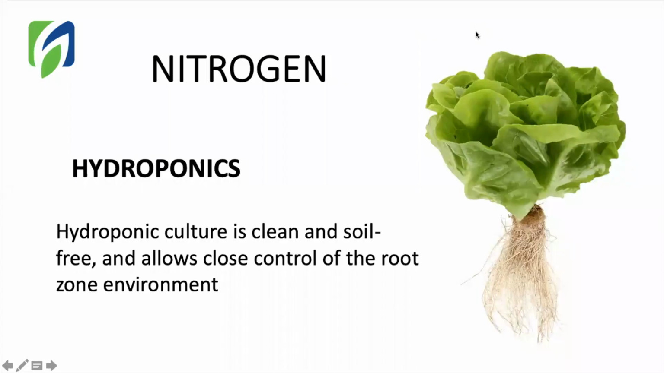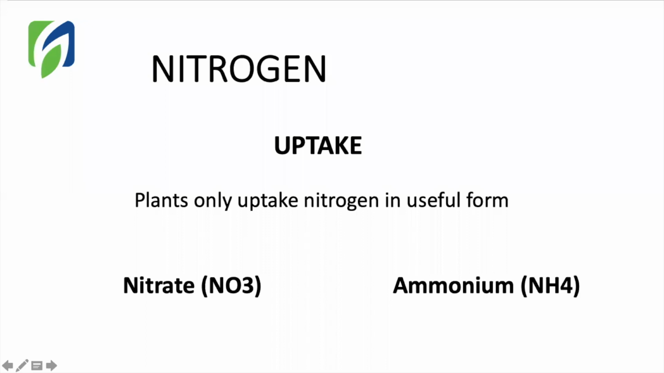Nitrogen uptake can be very different in soil in comparison to hydroponics. So let's focus on hydroponic production, where we can have close control of the root environment. Plants can take up and assimilate two different forms of nitrogen. One is nitrate, the other one is ammonium. These two different compounds can differently affect the environment in your root zone in hydroponic systems. So let's learn the differences.